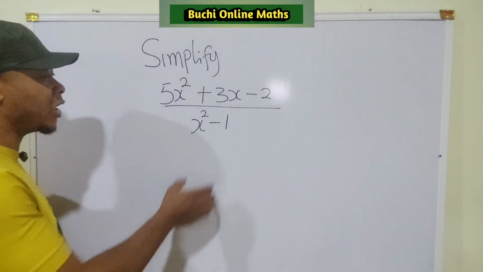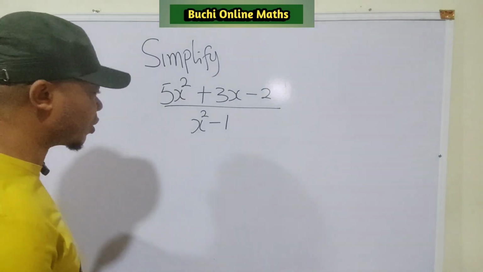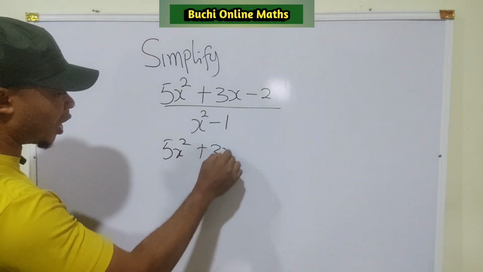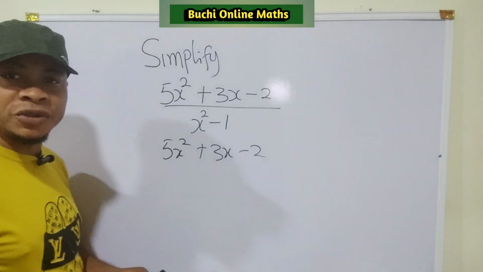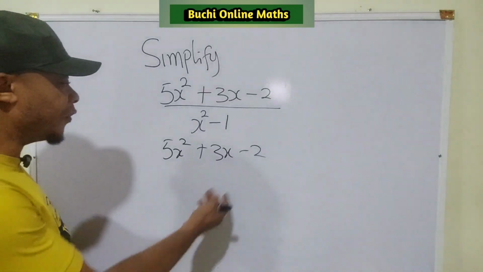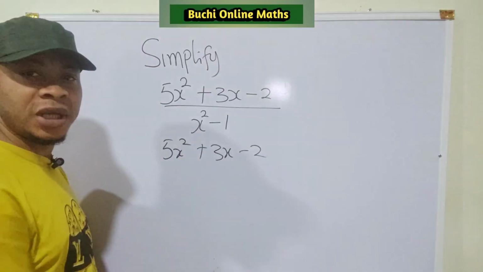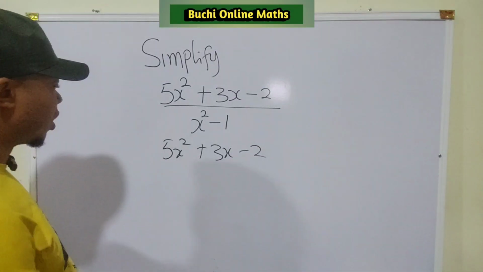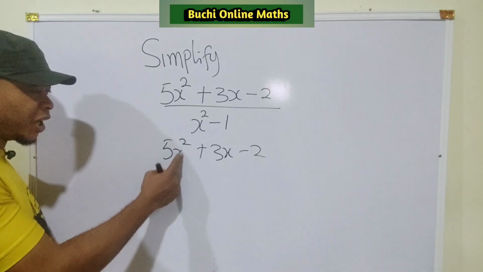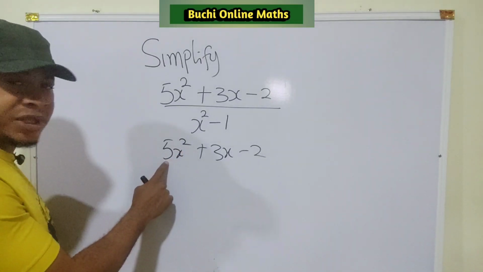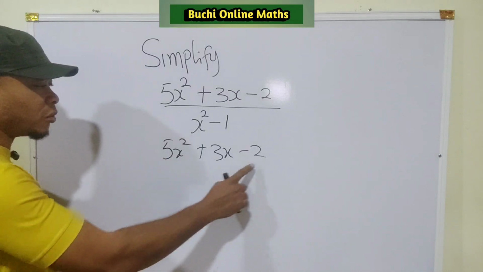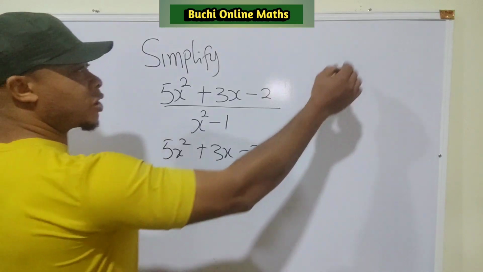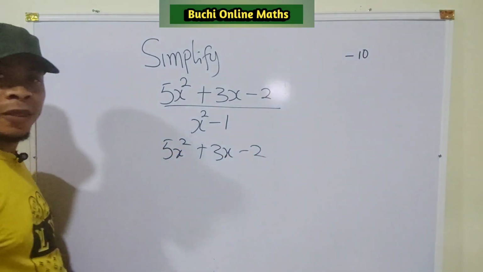Now, let us simplify the quadratic expression, which is the numerator, 5x² + 3x − 2. Let's use the factorization method to see if we can get the factors of this expression. To factorize this type of quadratic expression, because the coefficient of x² is more than 1, in this case 5, use this 5 to multiply the constant, which is −2. It will give us −10. So you just put down −10 somewhere.